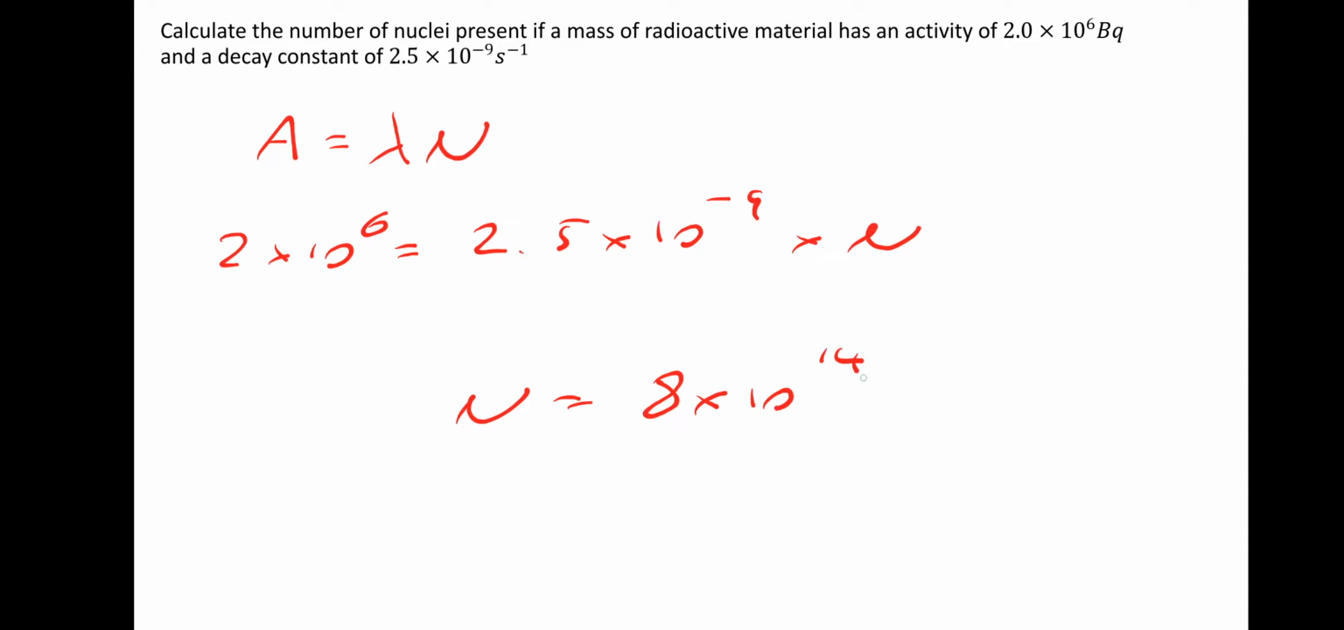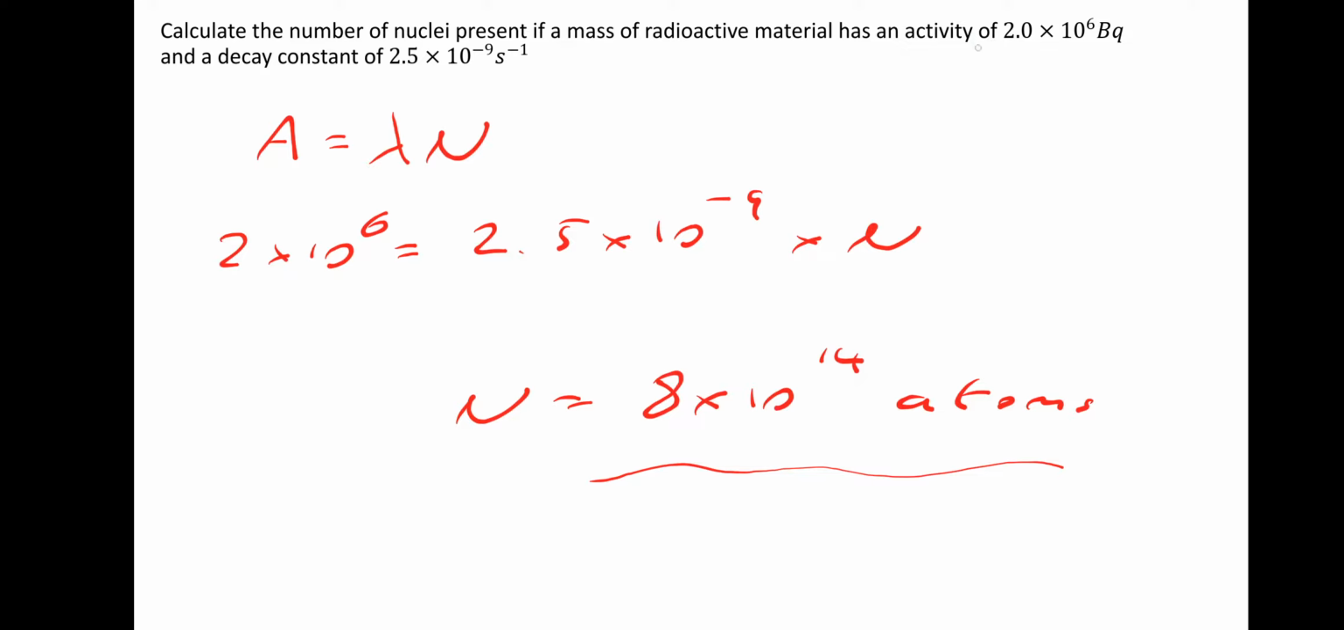So activity 2 times 10 to the 6 equals decay constant 2.5 times 10 to the minus 9 times N. And then obviously divide, so 2 times 10 to the 6 divided by 2.5 times 10 to the minus 9 gives a number of 8 times 10 to the 14. 8 times 10 to the power of 14 atoms. Should be straightforward, that one. Let's move on, something a bit more difficult.